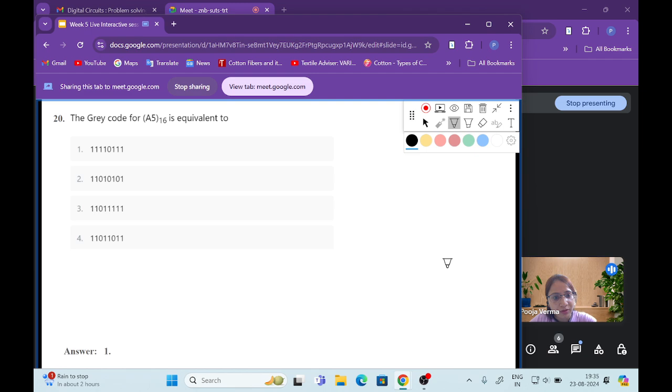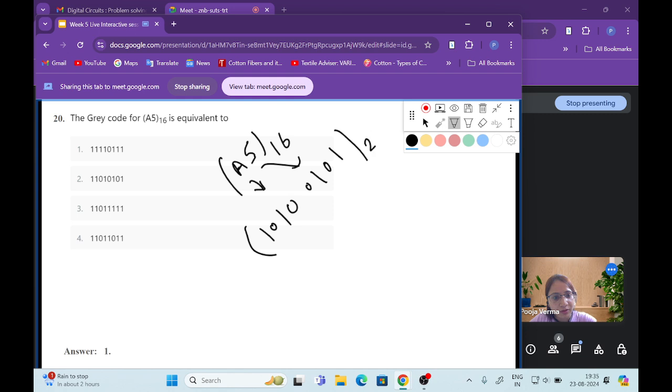Next question is the gray code for A5. It is in hexadecimal, and we need to find its equivalent. So it is given in hexadecimal, so first we need to convert it into binary. What will be the binary equivalent of A5? A is 10, right? So for A it is 1010, and for 5 it is 0101. It is the binary equivalent of A5.